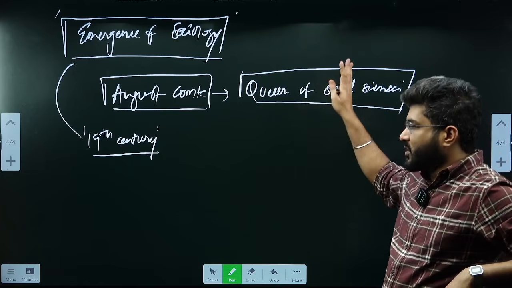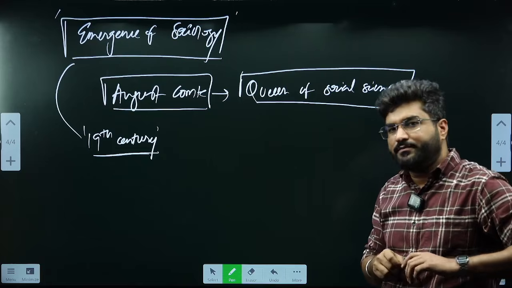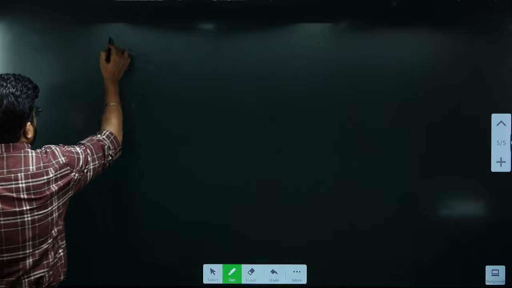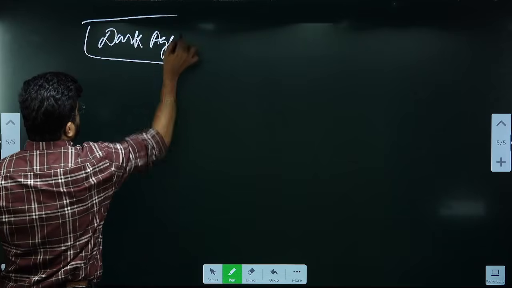So we will be talking about all the conditions which have led to the birth of sociology as a discipline. First, there was the dark age. Dark age where?